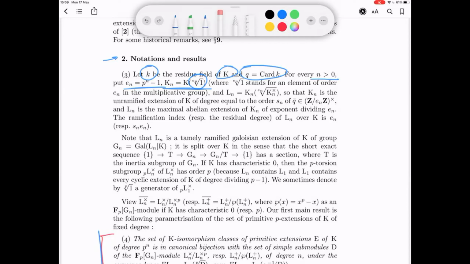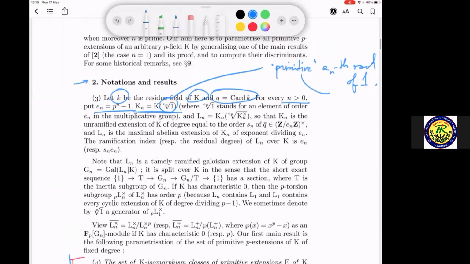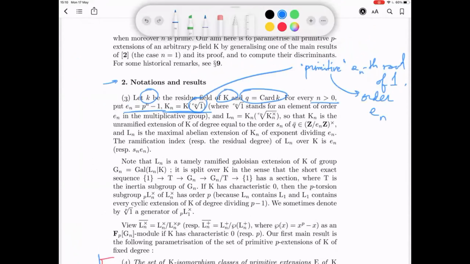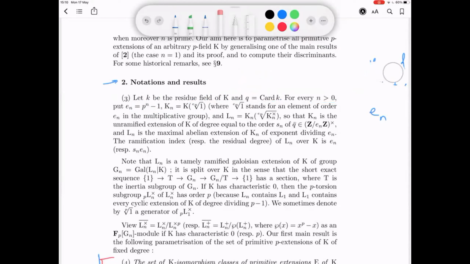The use of the word primitive to say that this is a primitive nth root of unity is very different from the notion of a primitive extension. Here it just means the order of this element is e_n and not some divisor of e_n. Not n, e_n. This stands for an element of order e_n in the multiplicative group.